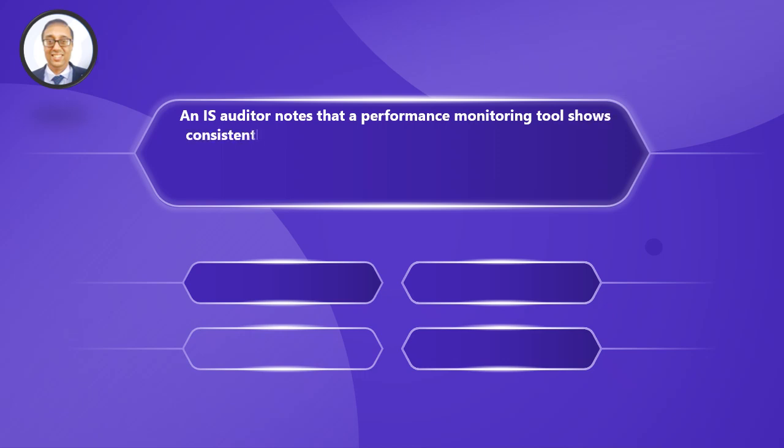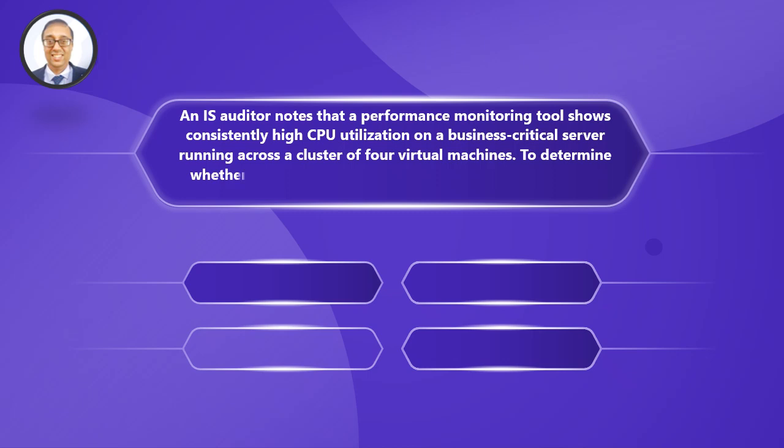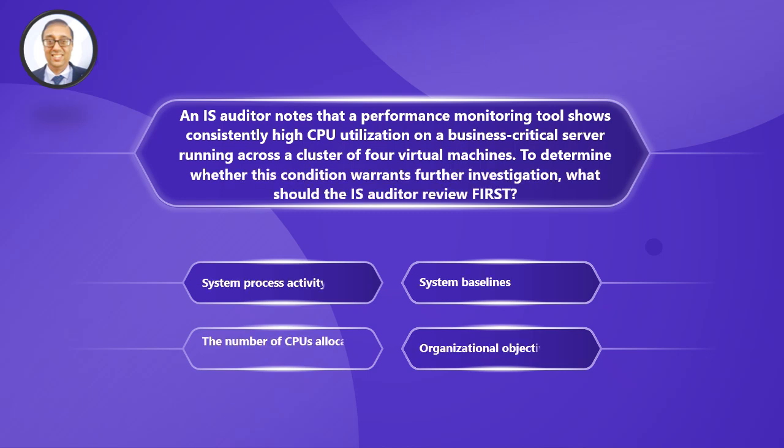Here it comes. An IS auditor notes that the performance monitoring tool shows consistently high CPU utilization on a business critical server running across a cluster of 4 virtual machines. To determine whether this condition warrants further investigation, what should the IS auditor review first? So the keyword is first. Let's look at the options. System process activity log, system baselines, the number of CPUs allocated to each virtual machine, or is it organizational objectives?